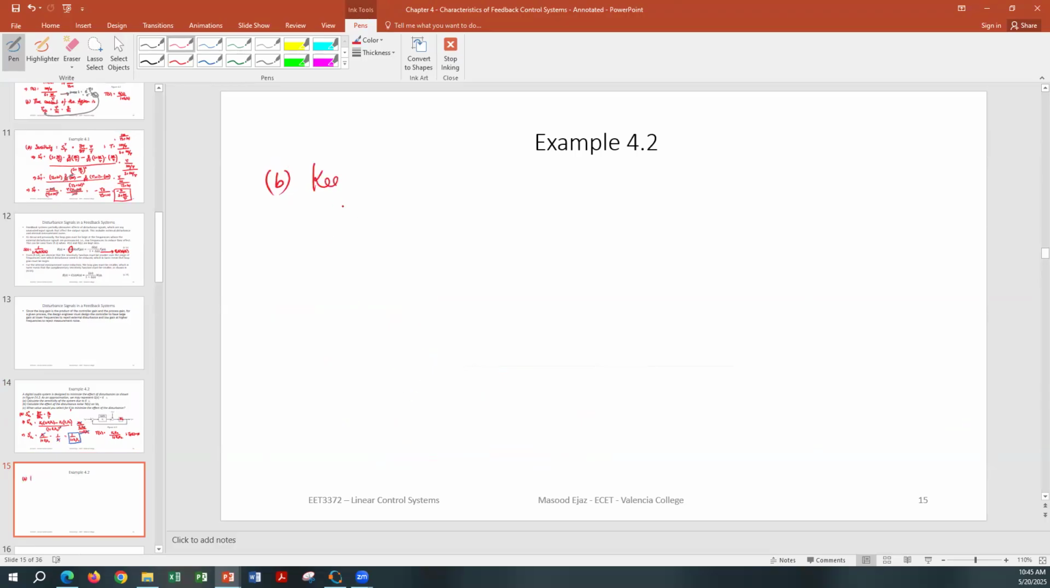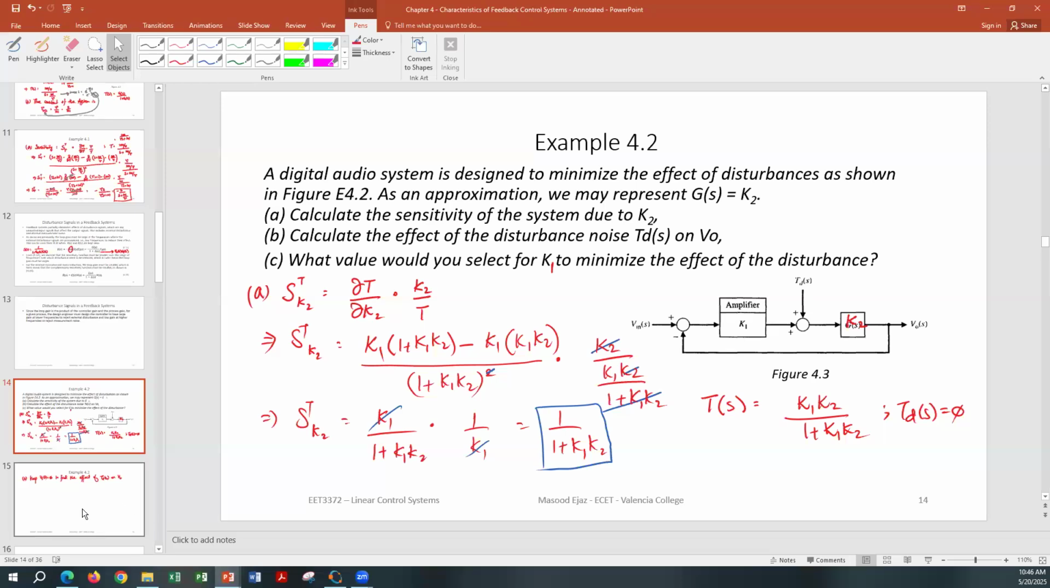Okay, so now we're gonna keep RS to be 0, to find the effect of TDS on the output voltage. RS in this case is V input basically. V input S is to be 0.